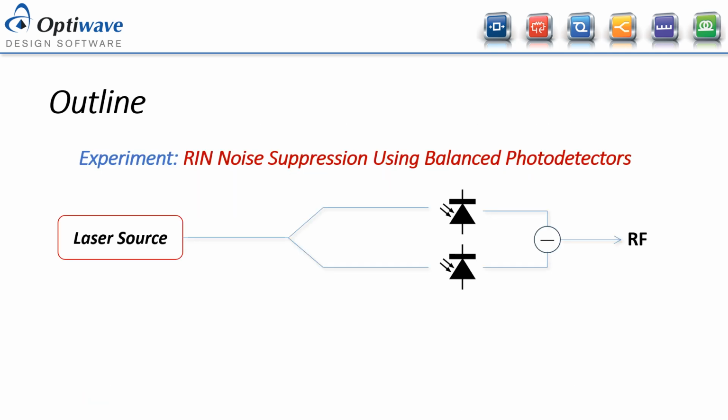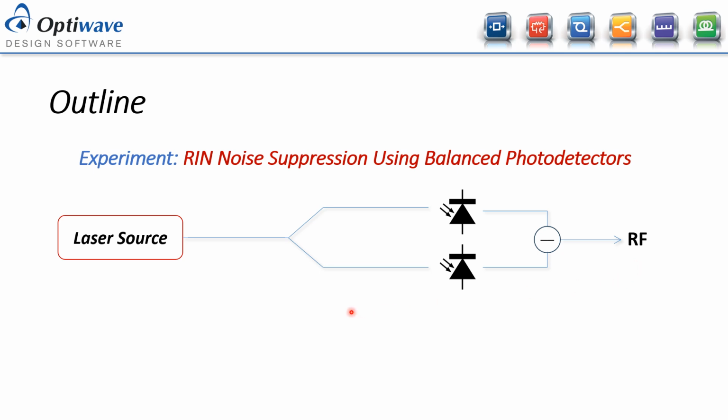Today we'll be attempting to validate a fairly simple experimental setup for relative intensity noise suppression with balanced photodetectors. A laser source produces light exhibiting RIN, which is split using a coupler and fed into a pair of balanced photodetectors, with the resulting RF current indicative of the amount of RIN suppression with balanced detection.